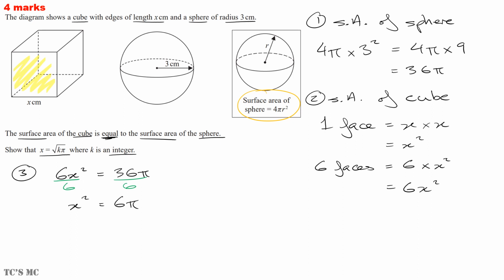Now we do not want x squared, we just want x, so we need to square root both sides, and we get x is equal to the square root of 6 pi. For having all of this method and then ending with x equals square root 6 pi, where k is equal to 6, we have our fourth mark.